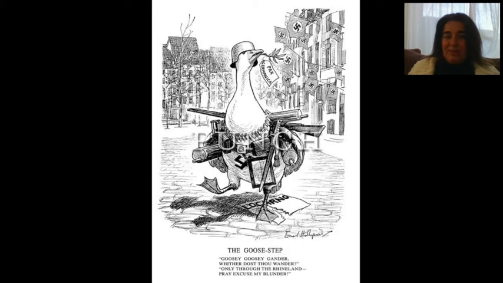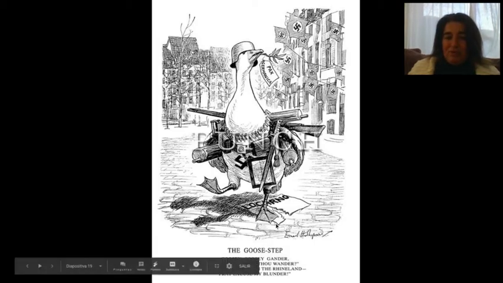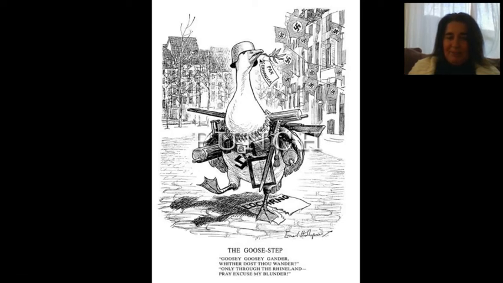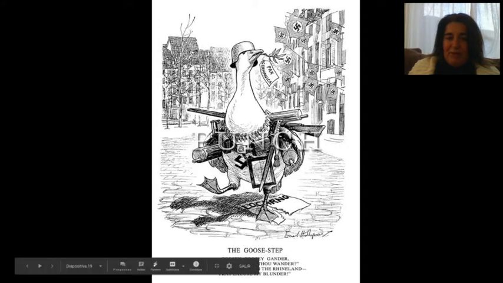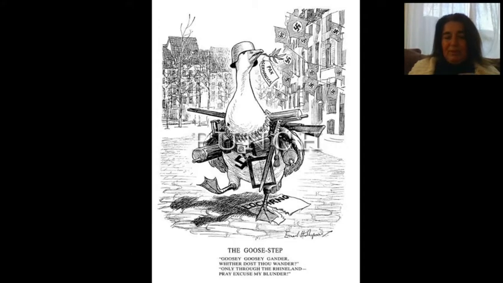And the Rhineland, this is the most famous cartoon. Yes, the goose-step marching, breaking the Locarno Treaty. Yes, Pax Germanica. Goosey goosey gander. This was a famous song. Only through the Rhineland, pray excuse my blunder.